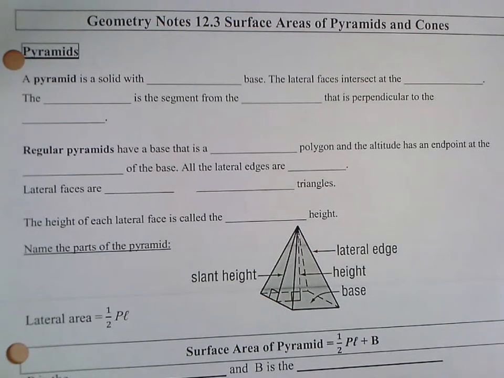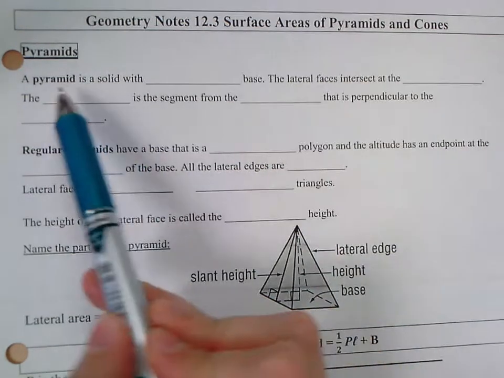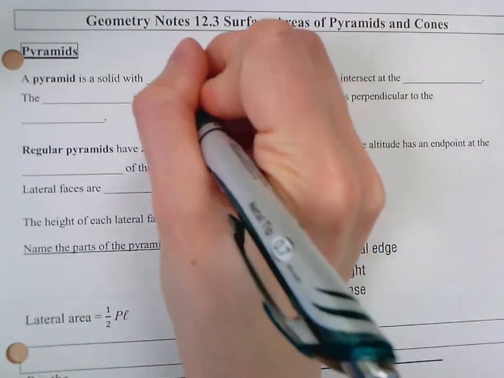But again, with cones, you're going to see the base is a circle, so you can write the formula differently. I'm going to kind of treat it as using the same formula so you don't think of having all of these different formulas. Really, between 12.2 and 12.3, there's 2 formulas for surface area, even though they can be written differently. So pyramids, to start out, a pyramid is a solid with 1 base.